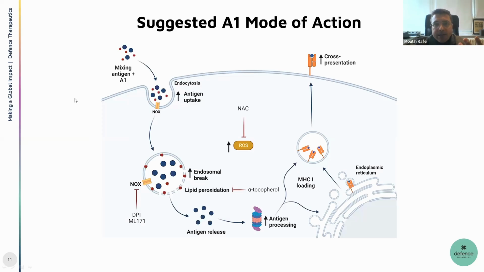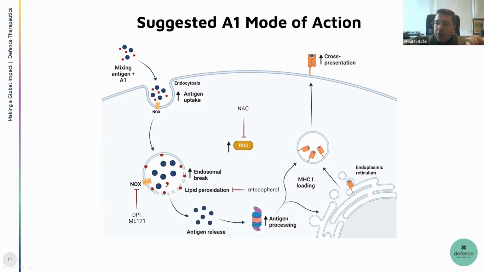So the take-home message in terms of the suggested mode of action for the A1 is that once you have the A1 mixed with the antigen, it kind of forms aggregates, and we've got some evidence of that. These protein aggregates will then accumulate within the endosome.